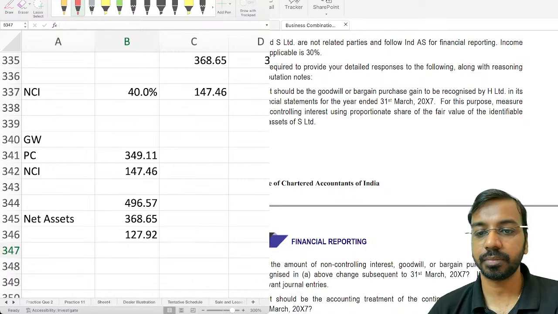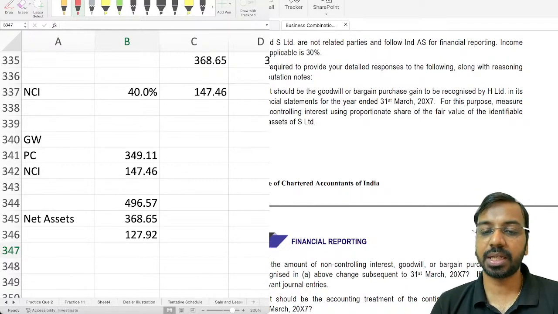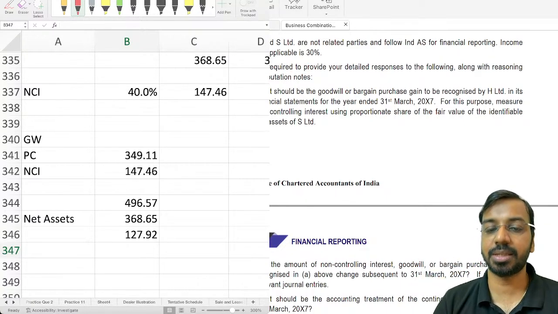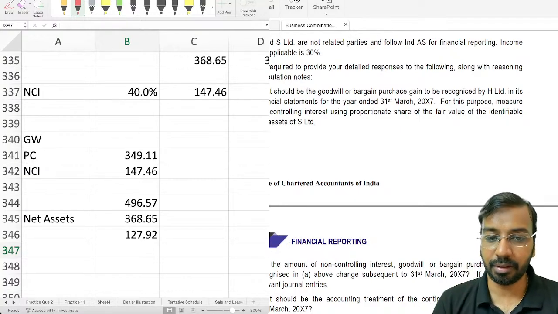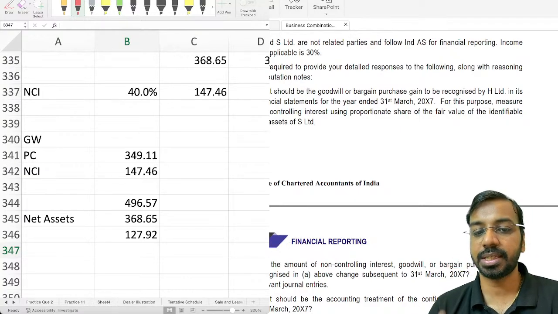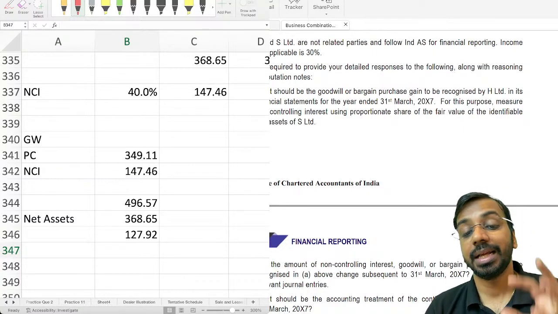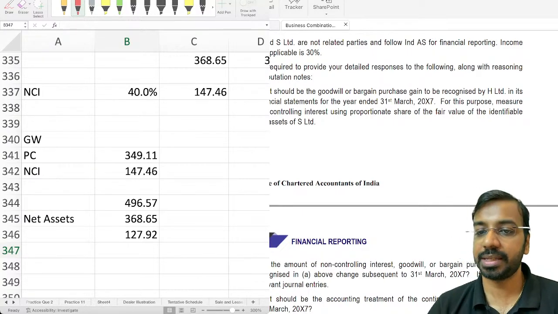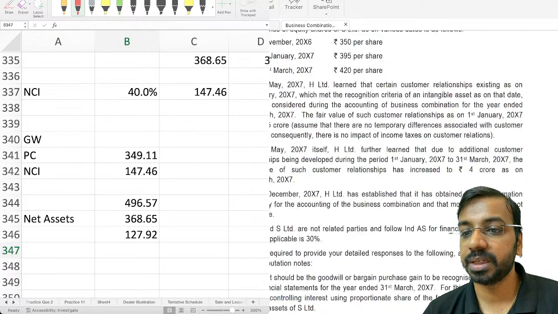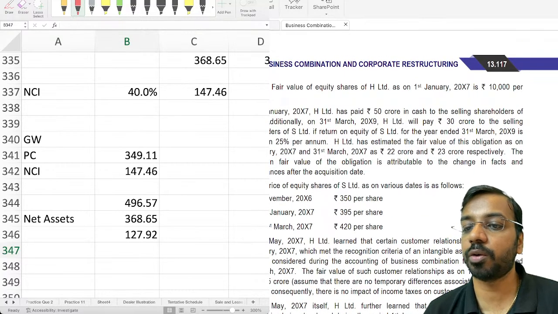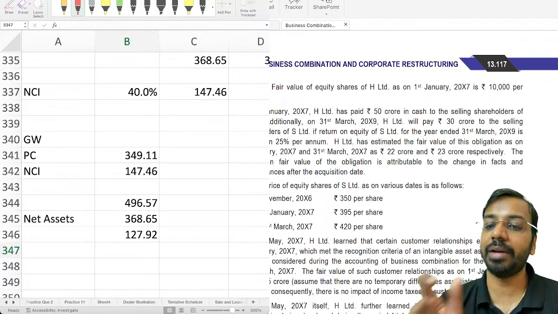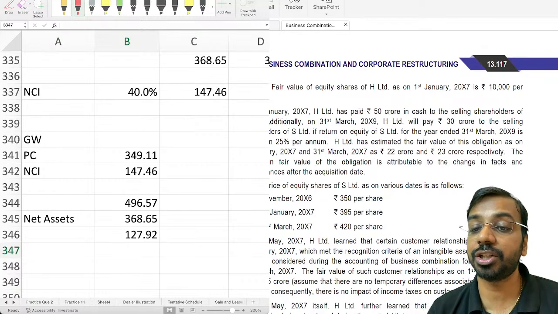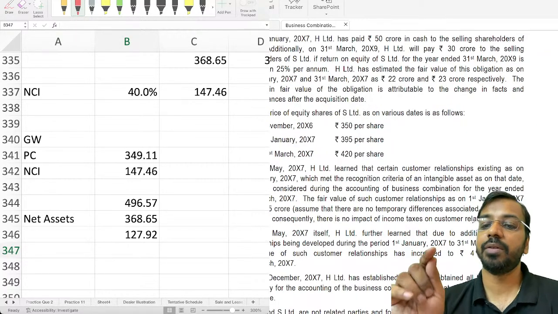Now, of all of the changes, if it is information that gives us additional evidence of facts and circumstances existing on the acquisition date, then we will consider those changes and give an impact on goodwill. But if there are changes because of subsequent events and circumstances, for example, here this 22 crores becoming 23 crores, the fair value has changed. We have not got any additional information, so that will not be considered. Whereas customer relationship, which was existing, 3.5 crores, we will consider that.